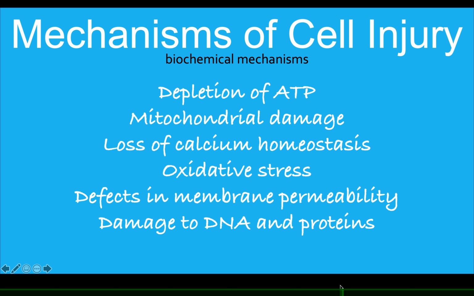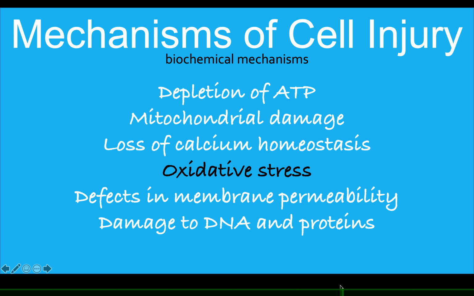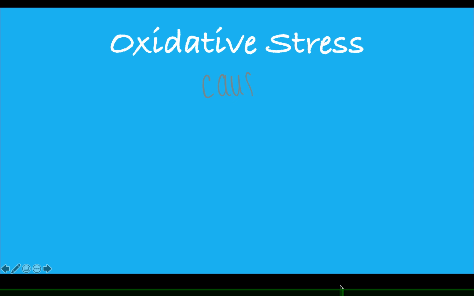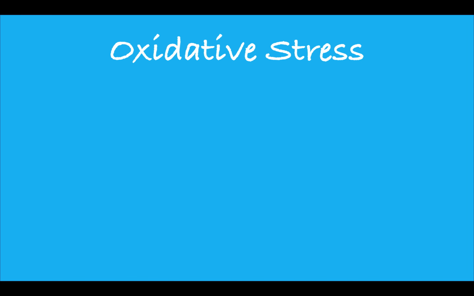The next mechanism of cell injury is oxidative stress. So, what is oxidative stress? What actually causes oxidative stress is basically when you have the accumulation of free radicals. So, you're going to have an increased level of what we call reactive oxygen species. This is one type of these free radicals.